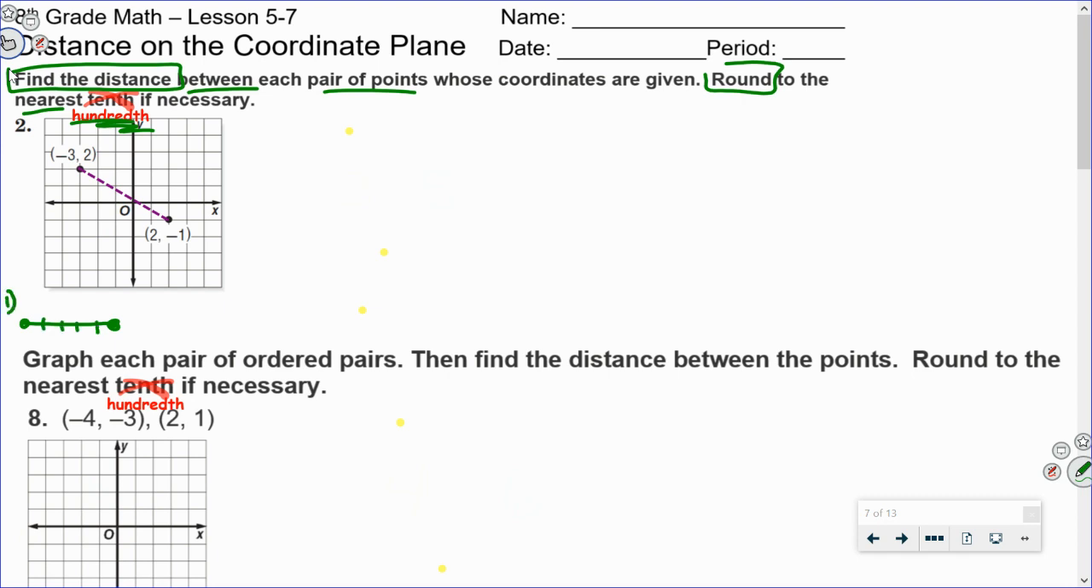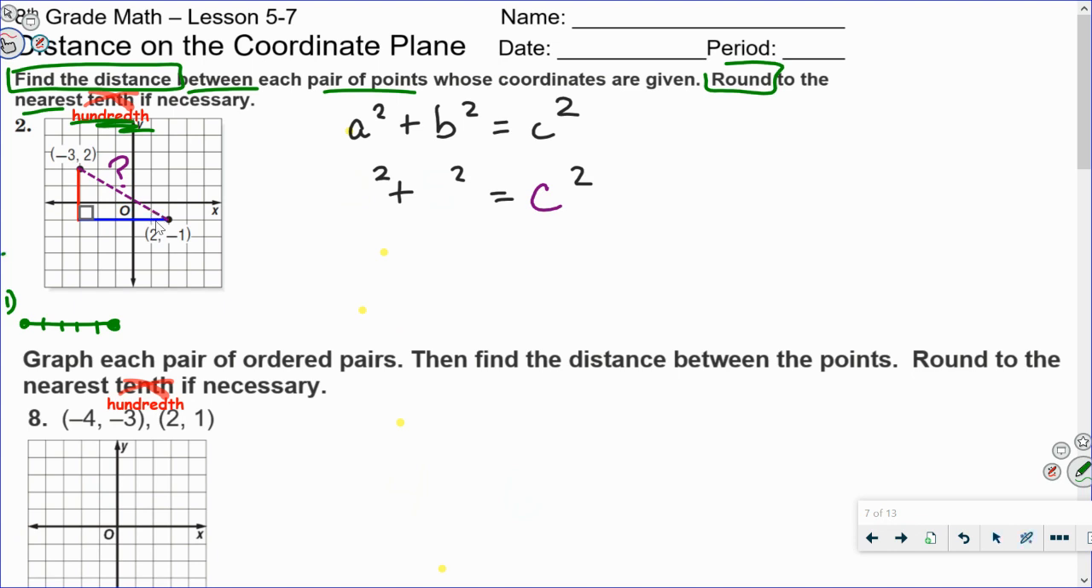But if you look at number 2, you can't just count because it's a diagonal. It's not vertical, it's not horizontal. And therefore, what we will do is draw a right triangle. I'm going to go ahead and draw mine underneath. And now when I notice it's a right triangle with one missing part, I can use the Pythagorean theorem. And the missing part here is the hypotenuse. It is the longest edge. It is the edge opposite of that right angle.